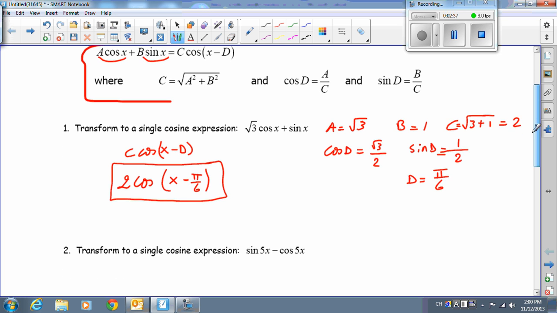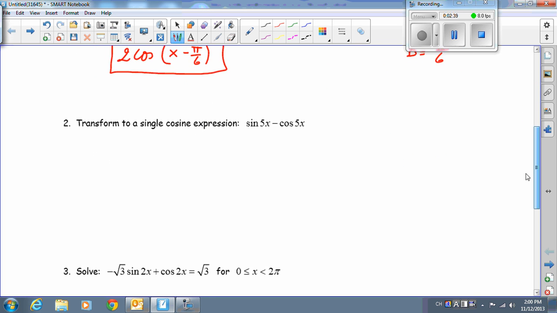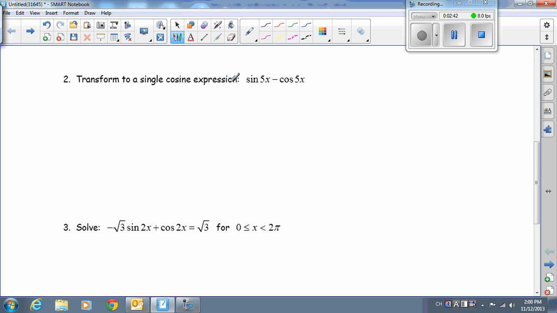Let's do the same thing for the second problem. This time we're transforming to a single cosine again. Here it's not in order. The first thing I need to do is rewrite this one as negative cosine of 5x plus the sine of 5x. It is very important for you to have it in order. Once you reach this level, you will be able to tell that a is equal to negative 1, b is equal to 1, and c is therefore equal to the square root of 2.